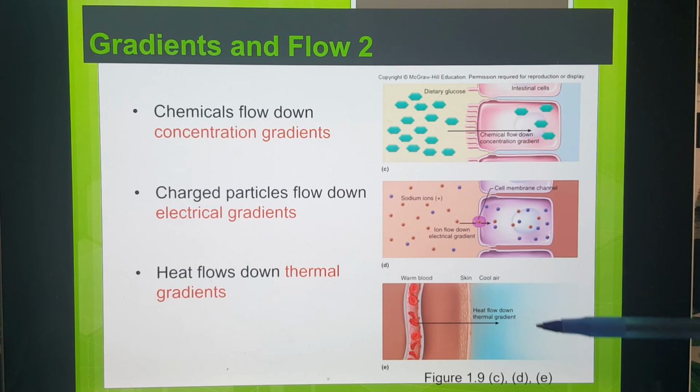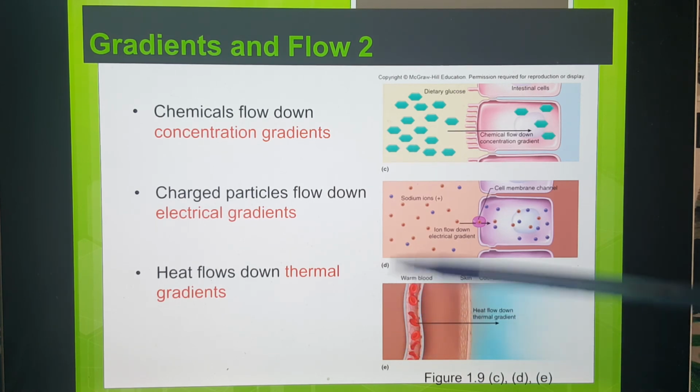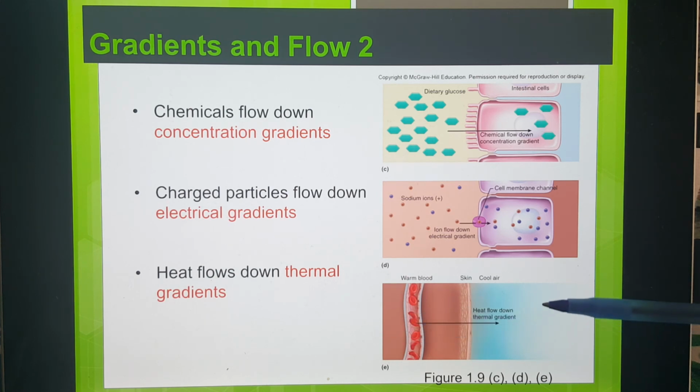We already talked about this one earlier, vasoconstriction versus vasodilation, allowing heat to go from the skin down its gradient to the outside environment to cool off, or to prevent that from happening to keep your body warm.